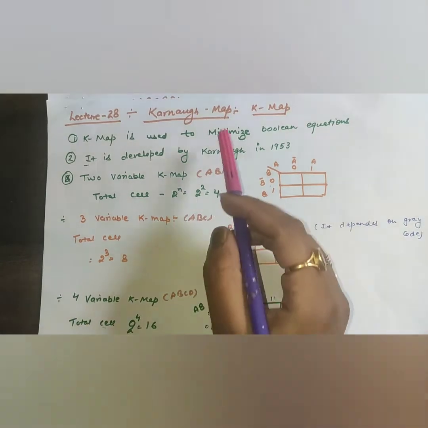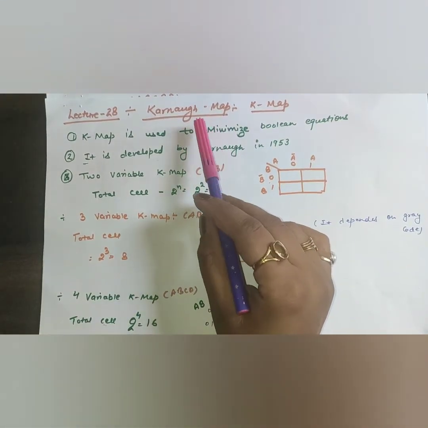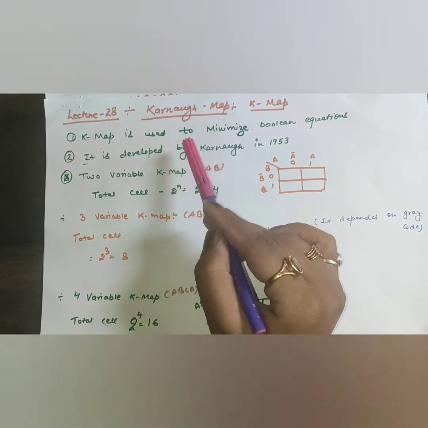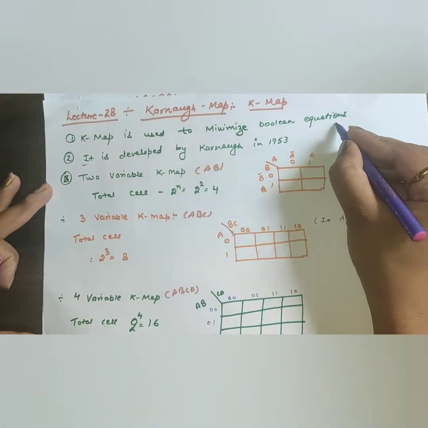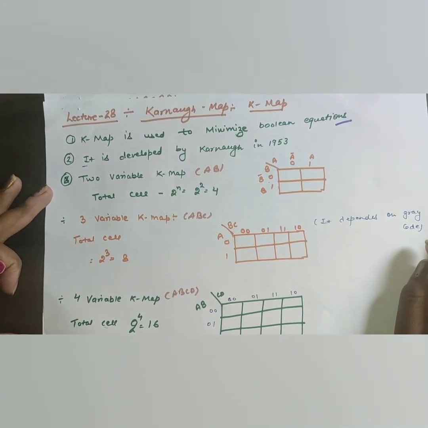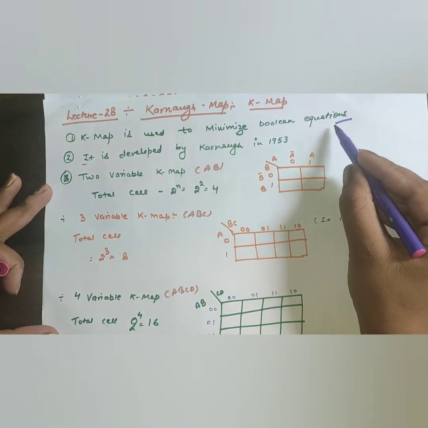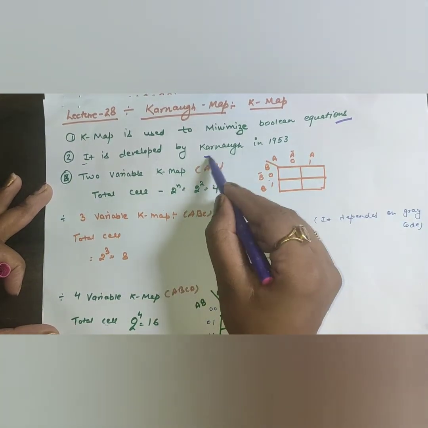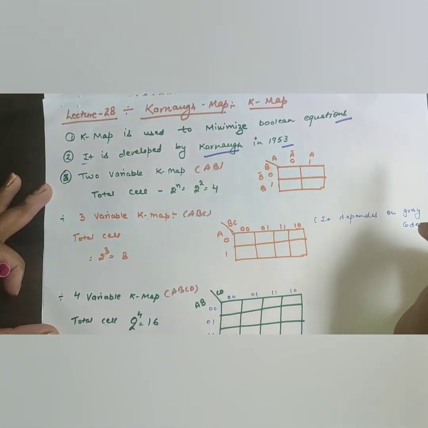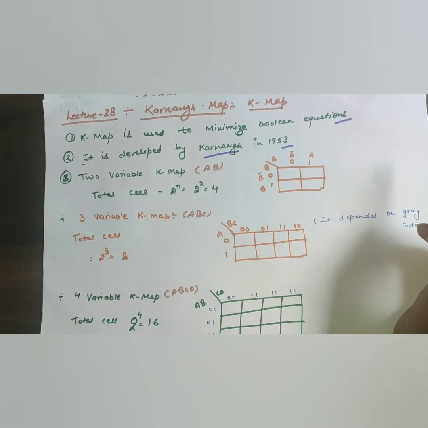So the K-map is also called the Karnaugh map. The K-map is used to minimize the Boolean equation. I have explained Boolean algebra there. So this is the shortcut method, we can say, for Boolean expressions. It was developed by Karnaugh in 1953. There are many types of K-map.